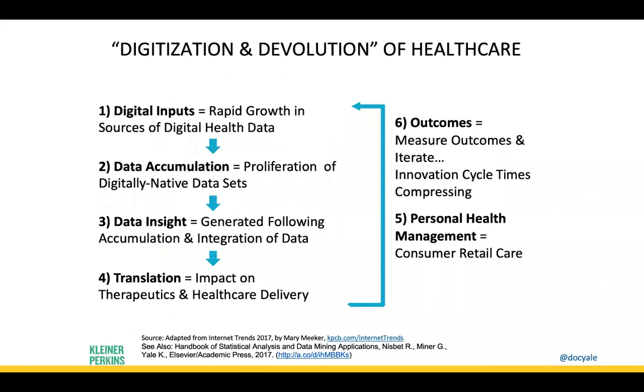So the next frontier really is about using data science to bring all the data together at the right place at the right time for the individual. As this illustration shows, we're entering a new phase of rapid digitization of all things involved in healthcare, and then proliferation of these, as Mary Meeker puts it, native data sets owned by individuals. And then integration and translation using data science. So this is key. Once you do that, you can then improve personal health management and get measurable outcomes. And this also allows you to compress cycle times with rapid discovery and innovations.